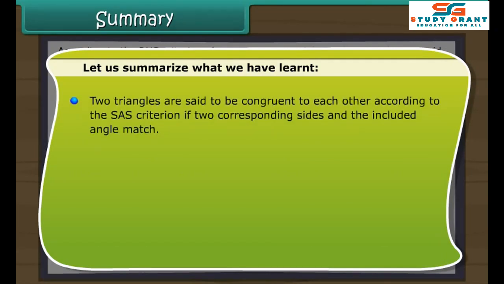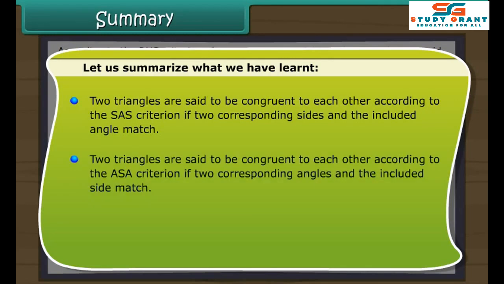Two triangles are said to be congruent to each other according to the SAS criterion if two corresponding sides and the included angle match. Two triangles are said to be congruent to each other according to the ASA criterion if two corresponding angles and the included side match.